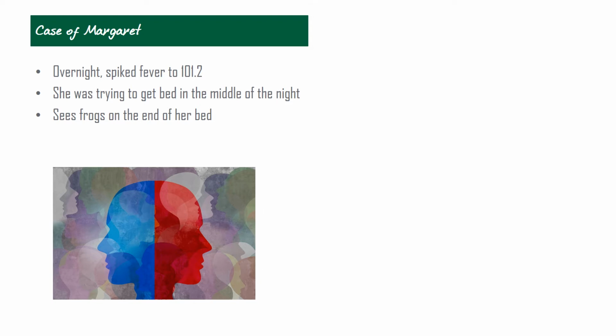Back to Margaret. Overnight, she has spiked a fever of 101.2. She was found by the LNA trying to get out of bed, which was unusual for her. She also seemed distressed as she told the night nurse that there were frogs at the end of her bed. How might you respond to her agitation? I will give you a moment to think about it. Let's see how your answers compare to some suggestions my colleague Colleen will explore with you.